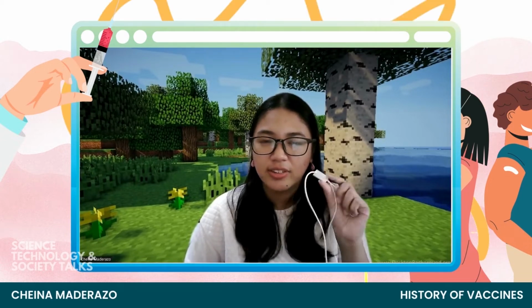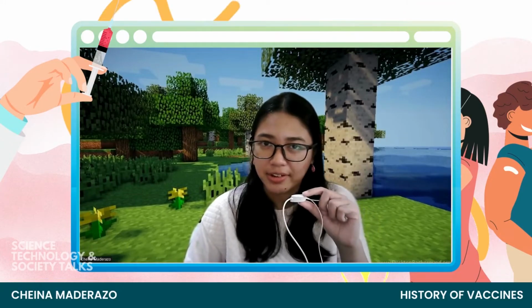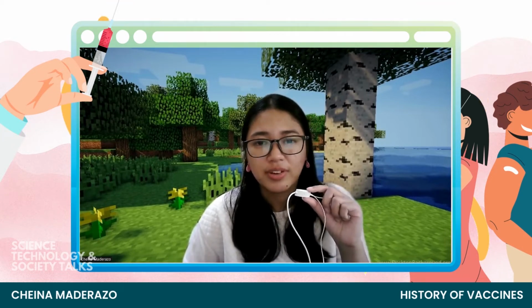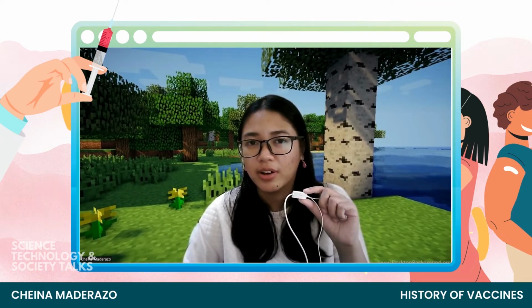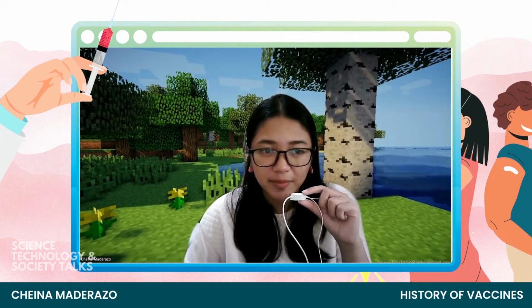Smallpox is one of the deadliest diseases in history. Not only did it claim the lives of over 300 million people, it even resulted in the decline of the Aztec and Inca empires. Luckily for us, the discovery of the smallpox vaccine and global efforts in immunizing people against smallpox led to the eradication of this disease in 1980.